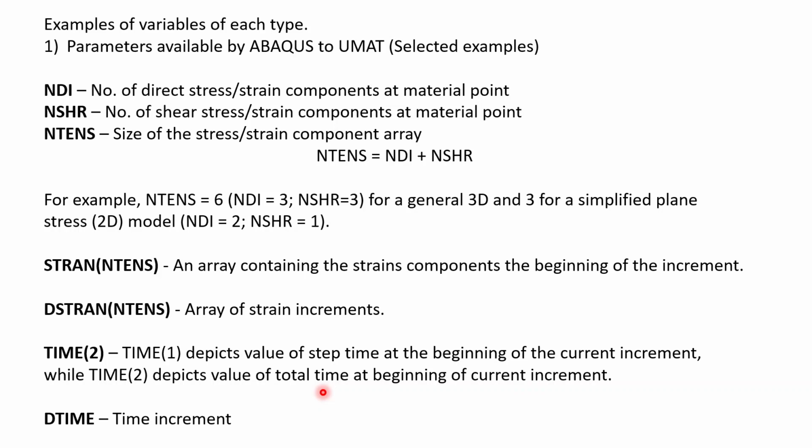For example, if you have an analysis of two steps with each step being 60 seconds, let us say that we are in the second step and the step time at that particular instant is 30 seconds. So our time 1 will be equal to 30, while time 2 will be 60 plus 30, which is 90. So this is the time variable. D time represents the increment time, which means for a particular increment which is going on, there will be a value of time increment. So D time represents that. So this is the first type of variables.